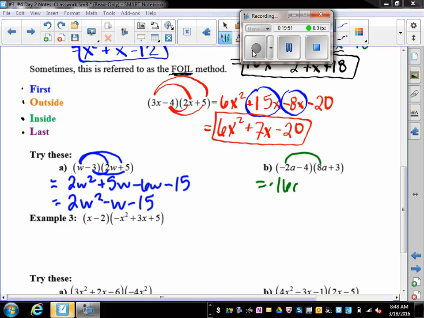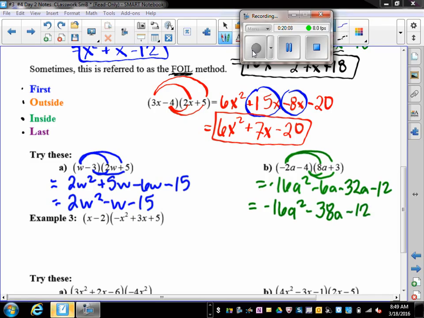Alright, now our next one. Negative 16A squared minus 6A minus 32A minus 12. Combine like terms, we get negative 16A squared minus 38A minus 12. Raise your hand if you got at least half of it. Raise your hand if you got all of it. Okay, good. Good job.